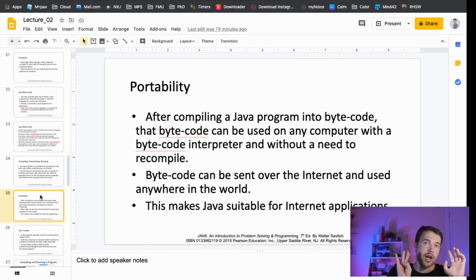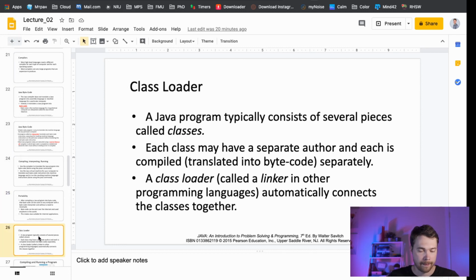Portability, again. So why is Java so popular? After compiling a Java program into bytecode, that bytecode can be used on any computer with a bytecode interpreter, without a need to recompile. So I write my code, compile it, and send the bytecode to you. No matter what you're using, the Java Virtual Machine will still run it. Bytecode can be sent over the internet and used anywhere in the world. This makes Java suitable for internet applications.